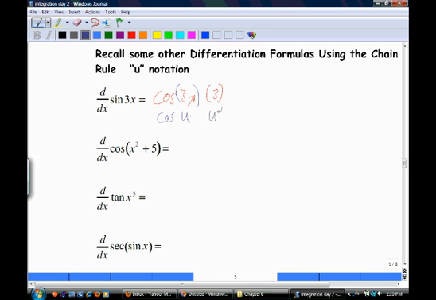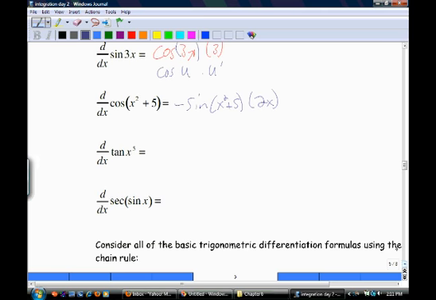Next one is tan. Derivative of that is secant squared. This time, the u would be x to the power of 5 times the derivative of that, which is 5x to the power of 4.